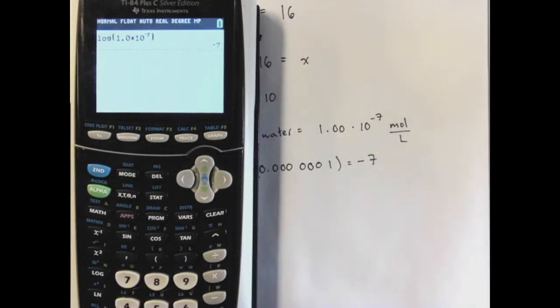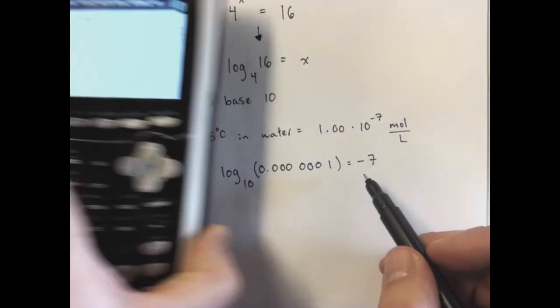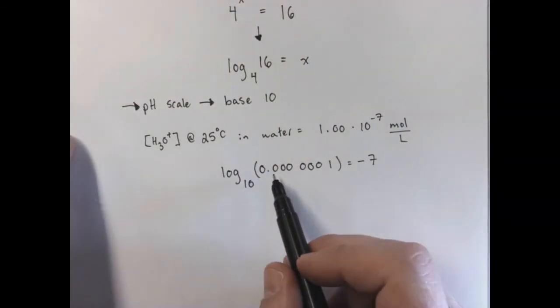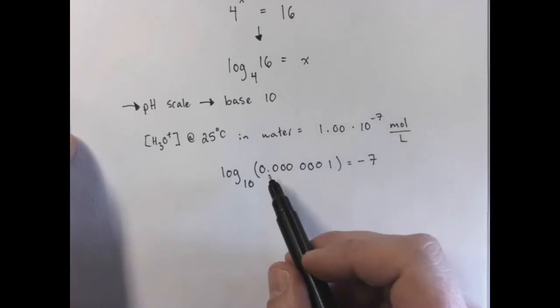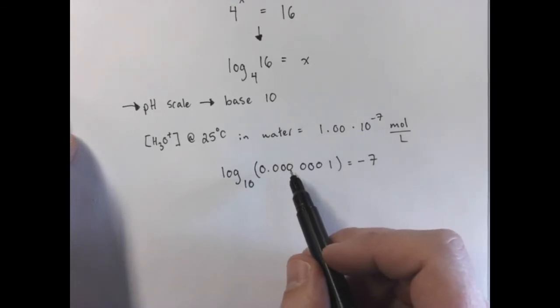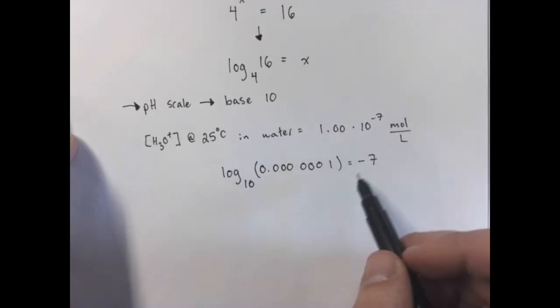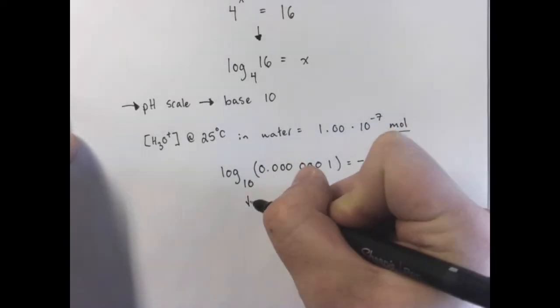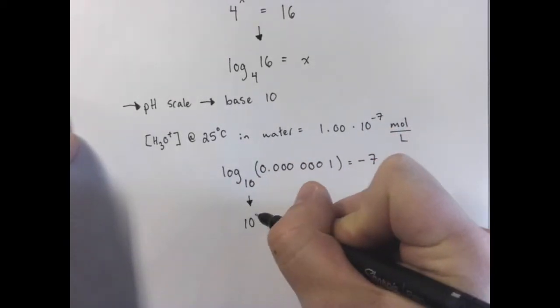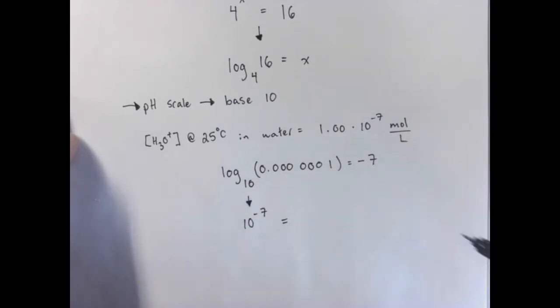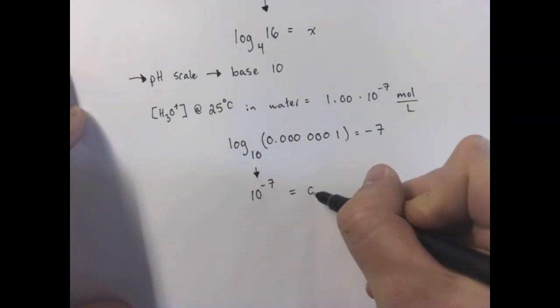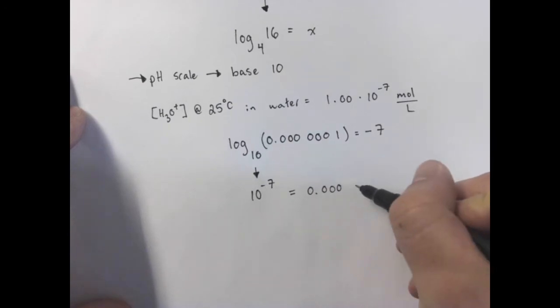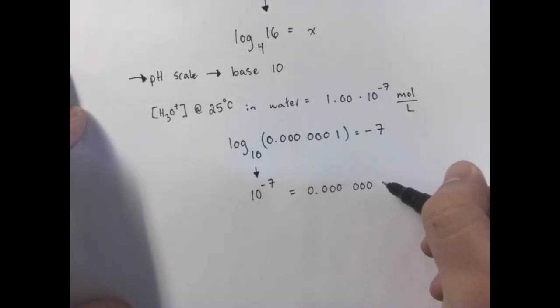So the logarithm here, base 10, of 0.0000001 gives me negative 7. So negative 7 is the exponent that is applied to 10 to give me that number, 0.0000001.